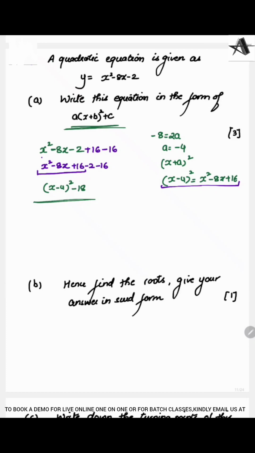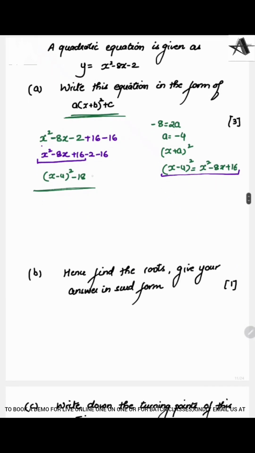Hence find the roots of the given answer. This is equal to y. Whenever we find the root, we equate y to 0, because roots means the points where the curve passes through the x-axis, and on the x-axis y is always 0. This is why we have to replace y with 0. That means here I will put 0.